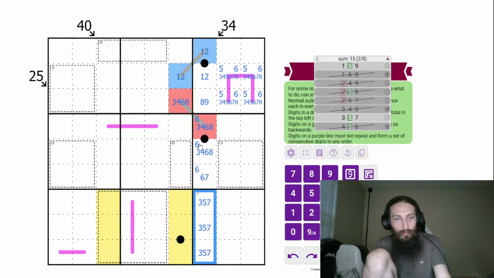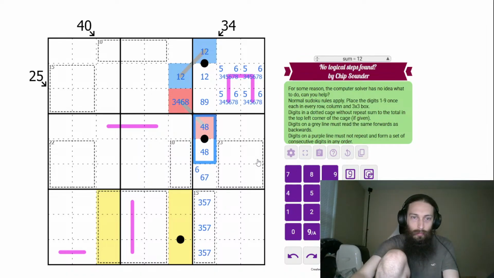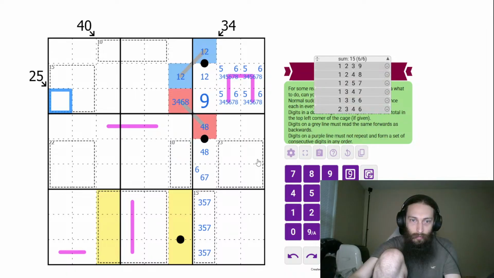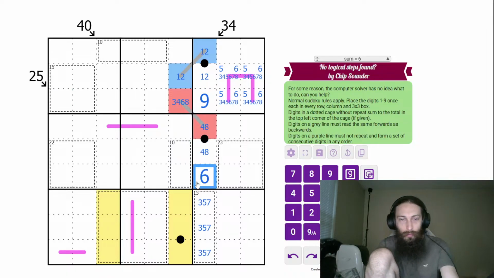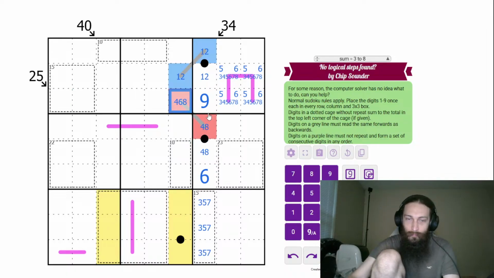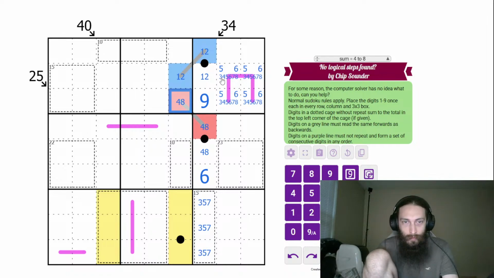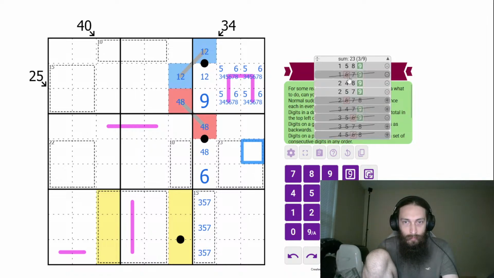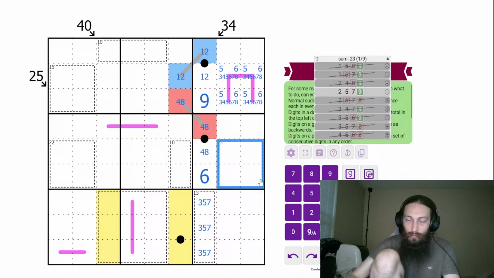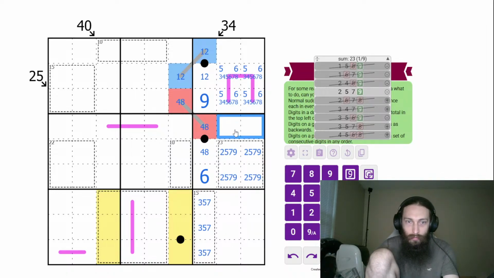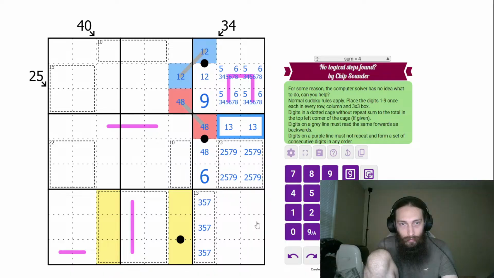1, 9, 3, 6, 4, 8, 9. 9 pairs with a 6. 8's not allowed, so this is 5, 7, and 9. Still have 1 and 3 left over.